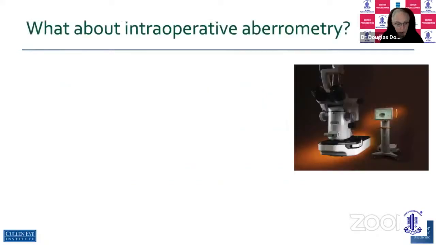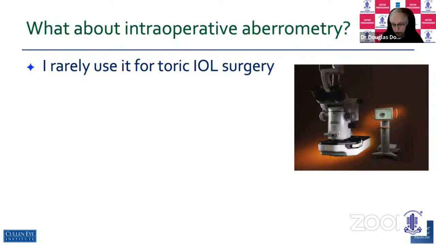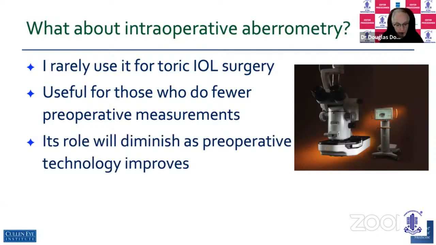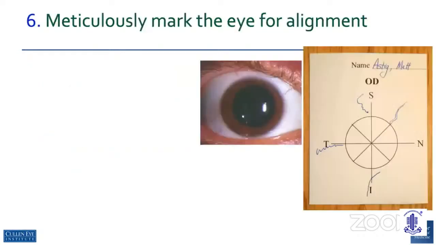What about intraoperative aberrometry? Well, I rarely use it actually for toric surgery. It is useful for those who do fewer preoperative measurements. It has a value. I think it has an upper limit to its accuracy because of all the factors we know, measuring an eye after surgery has been conducted with altered corneal surface and corneal thickness and so on. And I think its role will diminish as our preoperative technology improves, and I think we'll see it someday become obsolete, but it still plays a nice role for many excellent surgeons.